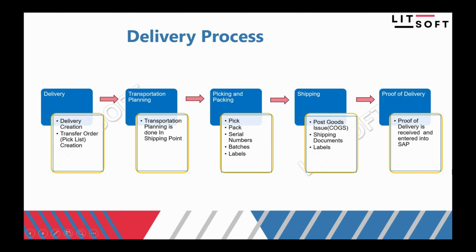That is what happens within shipping. So I do the post goods issue. You can do it based on the delivery or based on the shipment document, and you will have the shipment documents and the labels. Once the customer receives this material, he will send the acknowledgement, and we will capture that as proof of delivery. This is the overall delivery process.